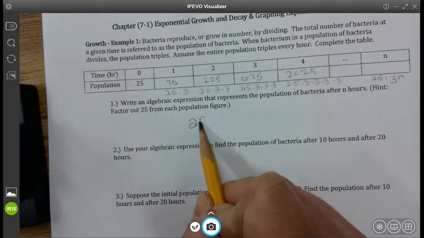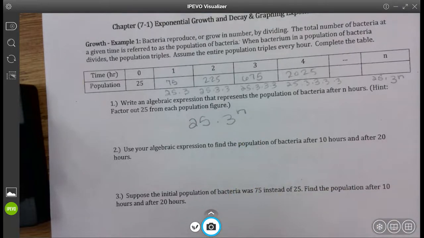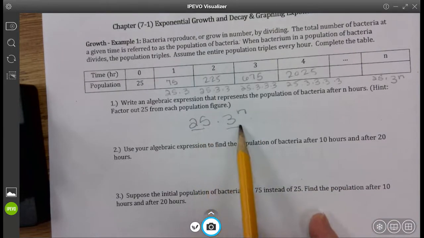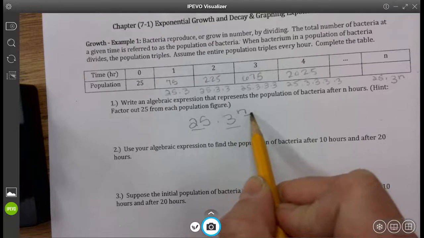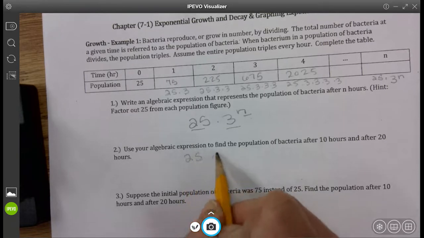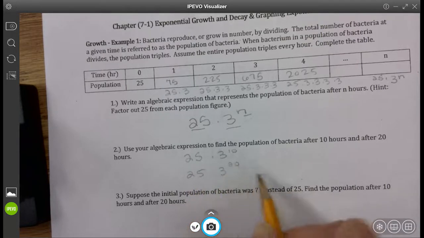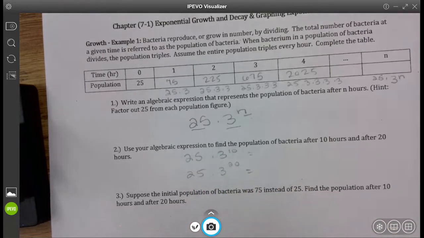So 25 tripled n hours. So you have your original population, you have your multiplier, and you have time. It says use your algebraic expression to find the population of bacteria after 10 hours and after 20 hours. So after 10 hours, what is it? And after 20 hours, what is it? It's 25 times 3 to the 10th. That's a lot.